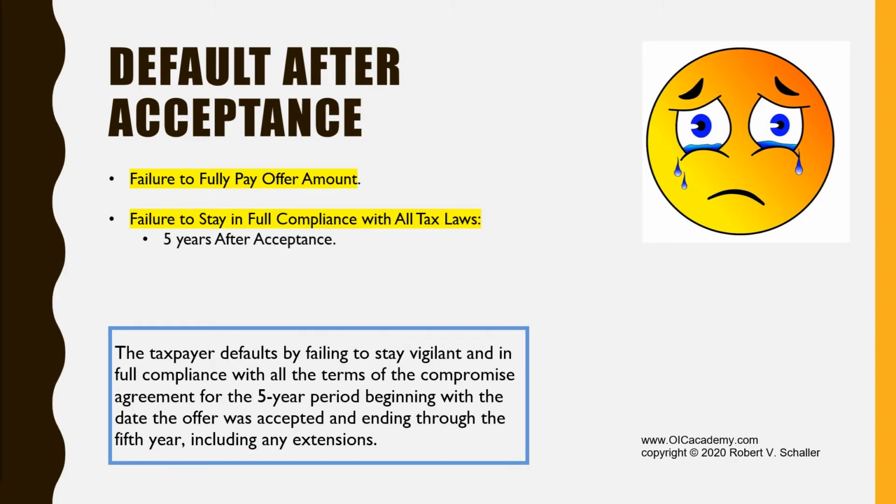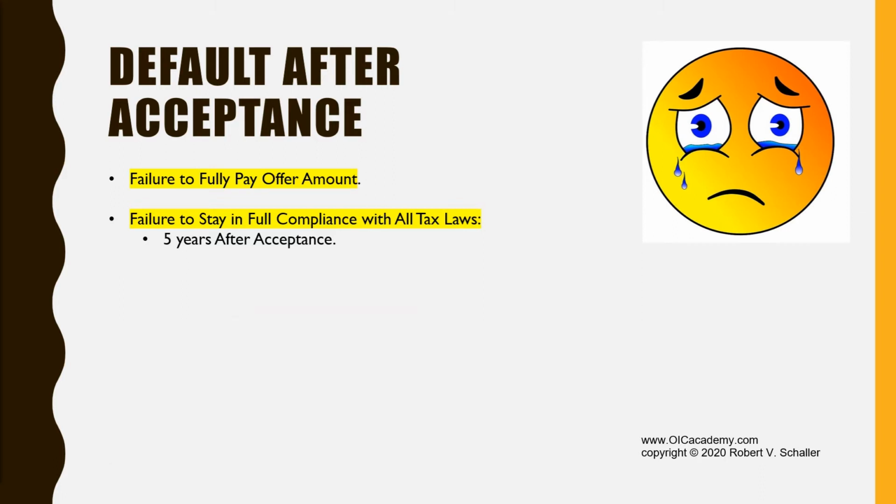The taxpayer defaults by failing to stay vigilant and in full compliance with all the terms of the compromise agreement for the 5-year period beginning with the date the offer was accepted and ending through the 5th year, including any extensions. The taxpayer also defaults by failing to file all required tax returns during the 5-year period. The taxpayer defaults on the compromise agreement by failing to make all required non-Form 656 payments during the 5-year period.